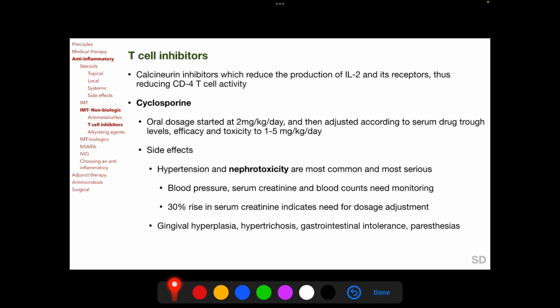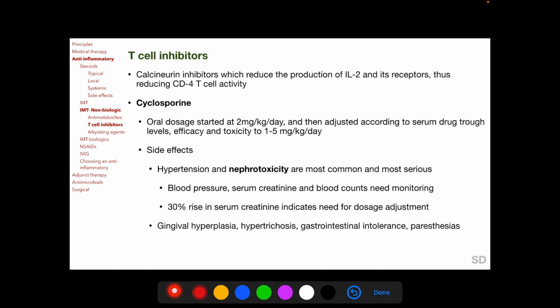T-cell inhibitors, by inhibiting calcineurin, ultimately reduce the production of IL-2 and its receptors, thus reducing CD4 helper T-cell activity. And we have two drugs here, cyclosporine and tacrolimus. Cyclosporine is administered orally and is started at a dosage of 2 mg per kilogram per day and then adjusted according to the serum drug levels, efficacy and toxicity to between 1 to 5 mg per kilogram per day.